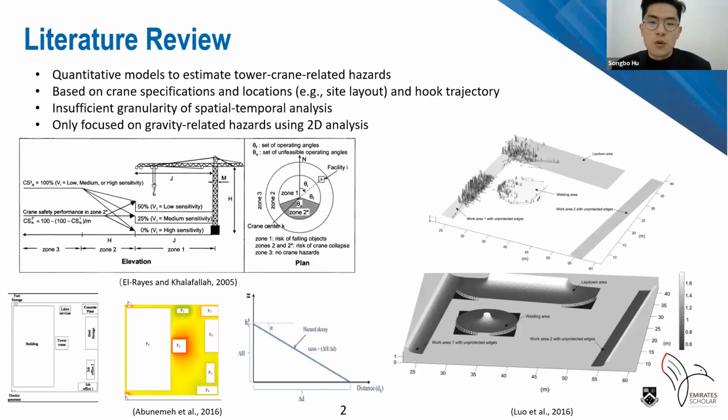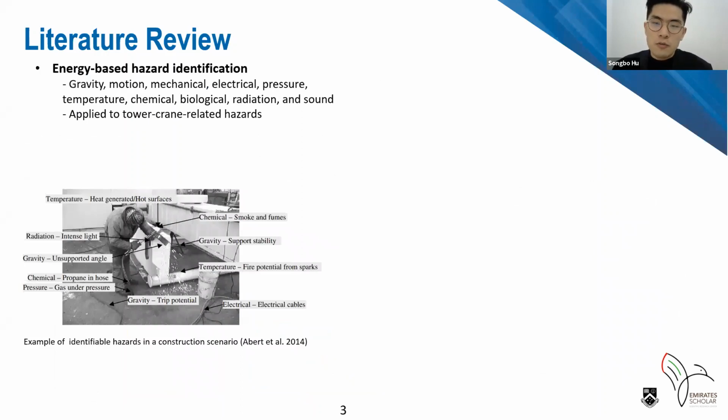Also, there is a research work on the right side that monitors the crane hooks and estimates the hazards accordingly, which has very good spatial granularity, but it is reactive in nature, which is not proactive enough. Meanwhile, a common limitation shared by them is that they only focus on gravity-related hazards using 2D analysis. Some other types of hazards remain uncontrolled. So a big question follows: what hazards are there in addition to gravity-related ones?